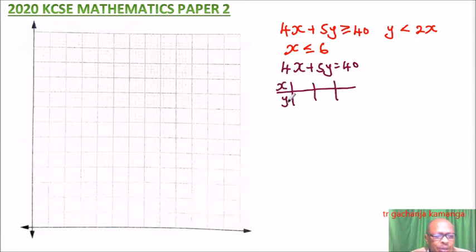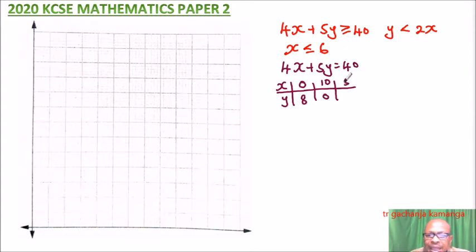We have x and y. So we say, what about if we put x is 0? This will be 0. So 5y is equal to 40, divided by that, y will be 8. Then we can say x is 10, so that will be 40. You take it to the other side, y will be 0.